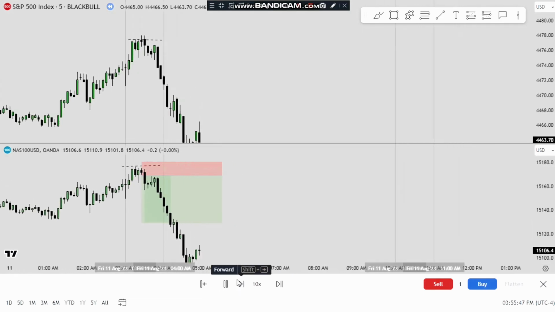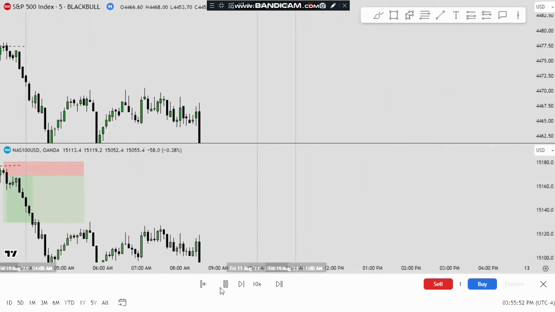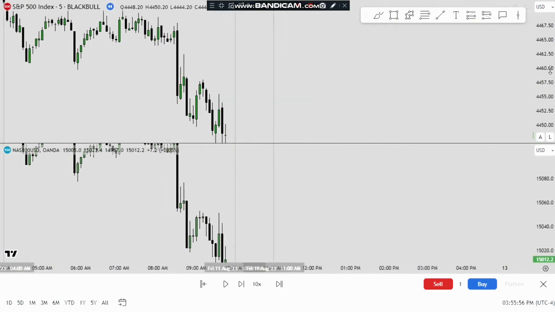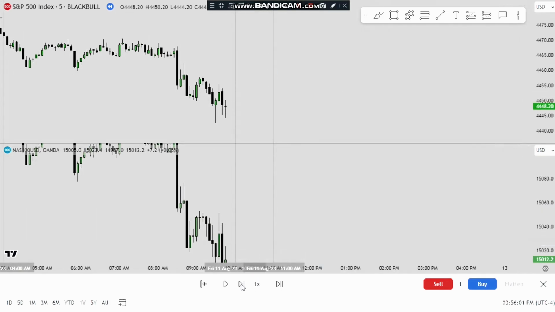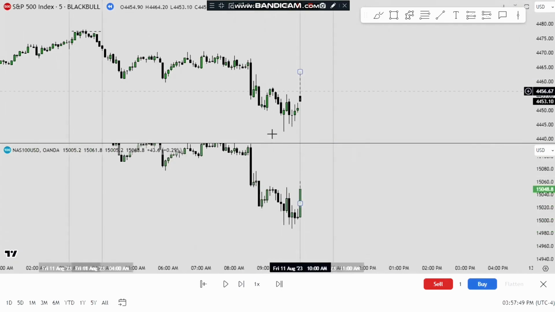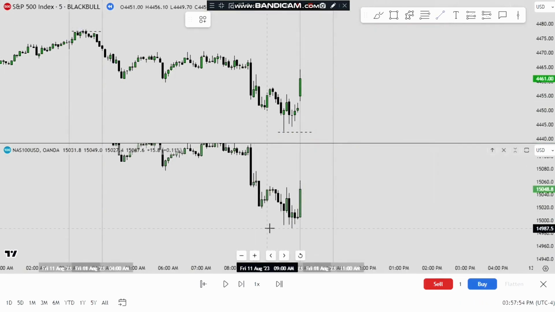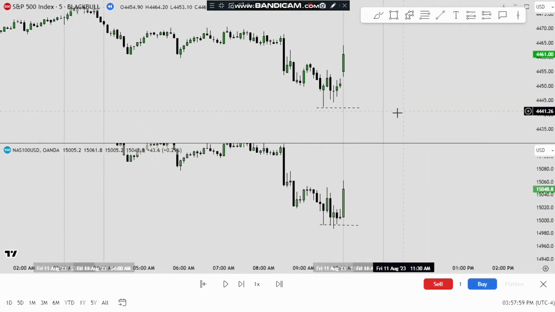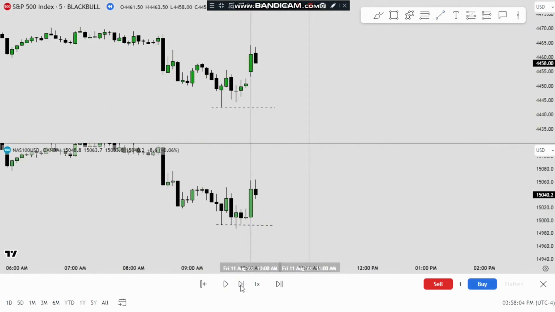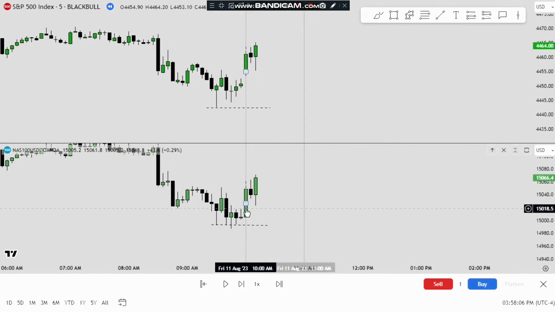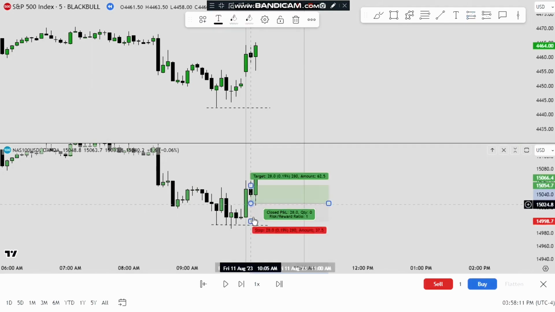So let's see what happened. Okay, so let me slow it down and let's see what happened here. Okay, so before entering into this window, we got this divergence, okay? One pair swept this low and the other didn't. So we got the sweep that we want. Now let's see if we get any fair value gap to the upside. Okay, so you can see we got this fair value gap. So you will enter around here, 15.026.